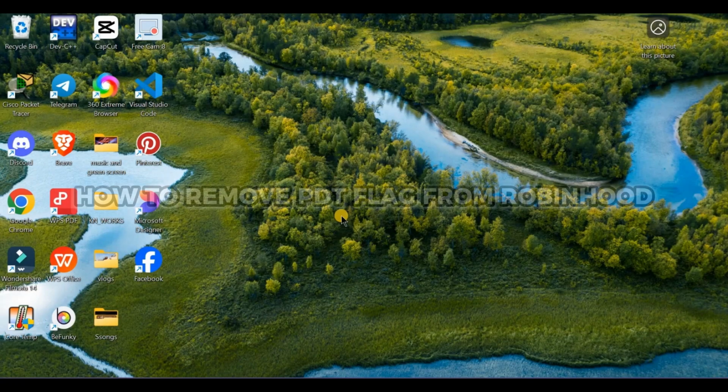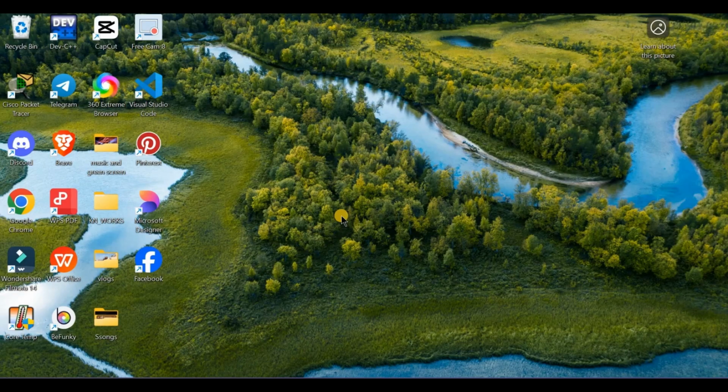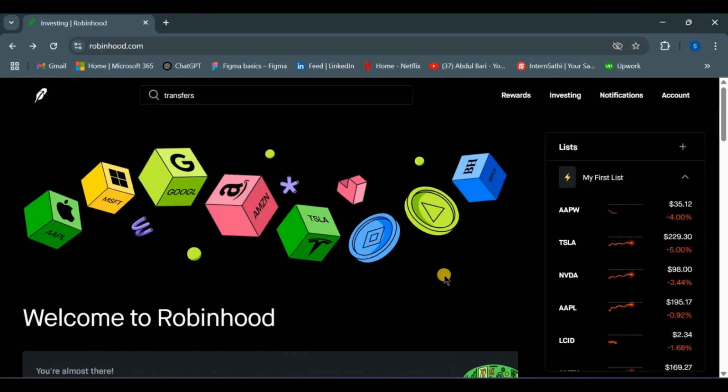Got hit with the PDT flag on Robinhood? Let's fix that and get your trading back on track. PDT, or pattern day trader, gets triggered when you make 4 or more day trades in 5 business days on a margin account with under 25k.